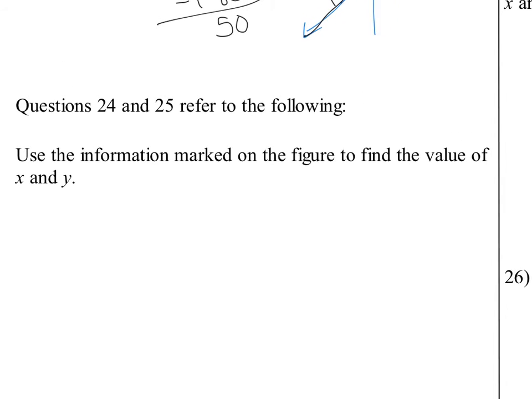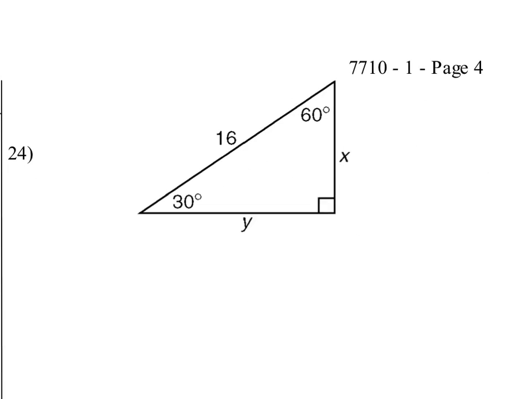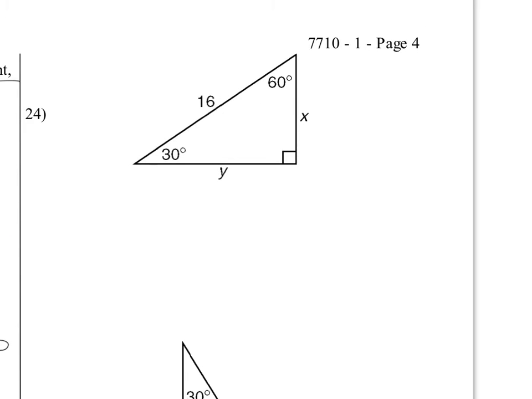Okay, use the information marked on the figure to find the value of x and y. So we have our special right triangles here. You have to remember the special right triangle ratio. This is a 30, 60, 90. Across from the 30 is 1. Across from the 60 is radical 3. And across from the right angle is 2. That's your ratio.